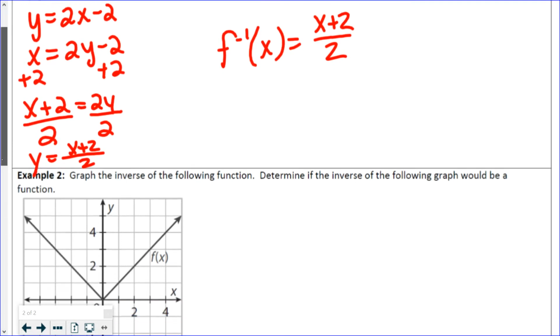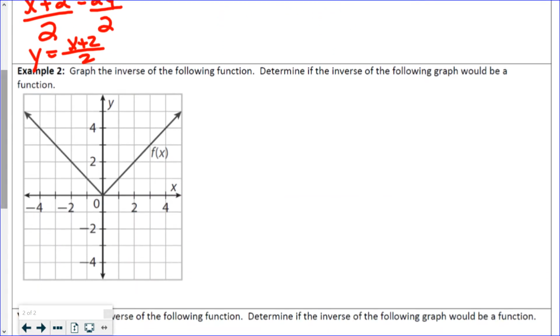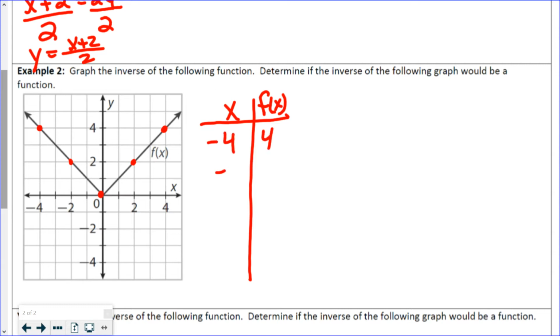All right, for example number 2, now we are graphing the inverse of a function. So in order to do that, we're just going to pick some good points on it. So how about this point, and this point, and this point, and that'll give us a good sampling here. So I've got the point -4, 4, -2, 2, 0, 0, 2, 2, 4, 4.